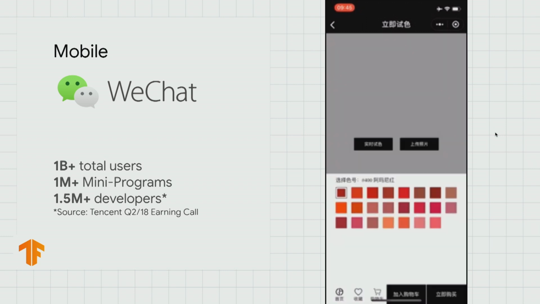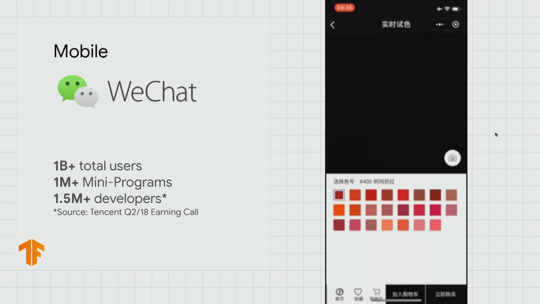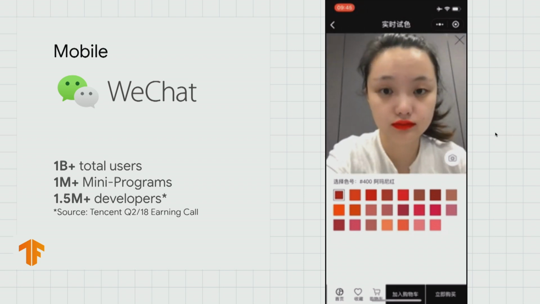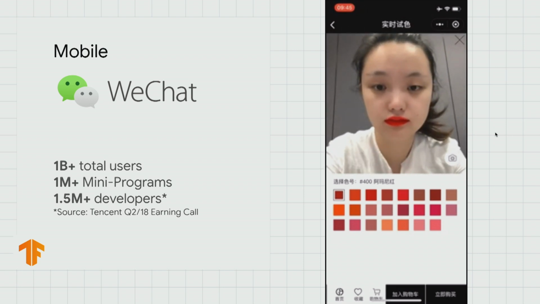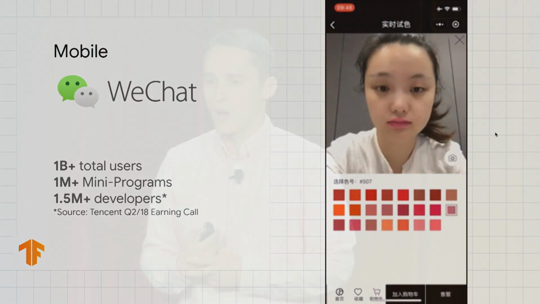So this is very similar to the Apple Store. And it turns out that you can write a mini program using JavaScript. We recently released a plugin for TensorFlow.js that allows you to run models in WeChat. This one in particular is a makeup app that allows you to overlay makeup and quickly see it. All right, so those are the few examples.